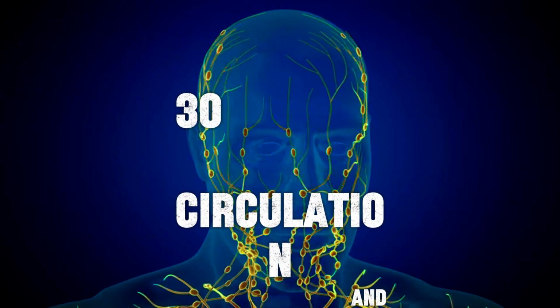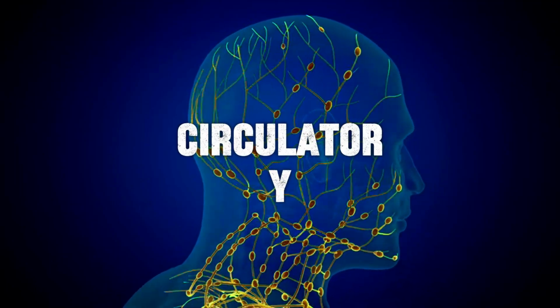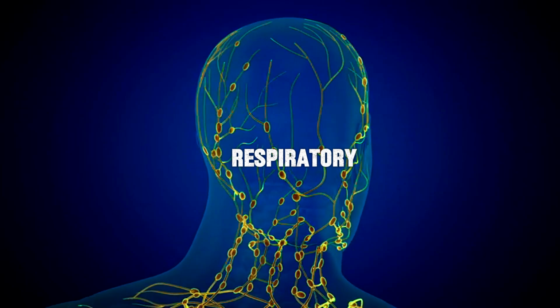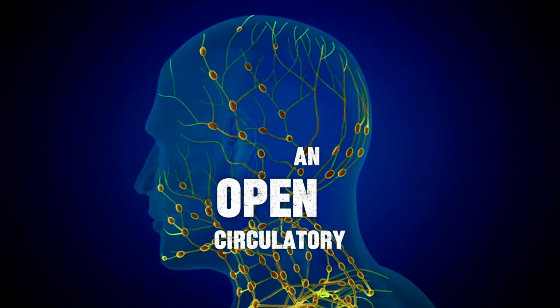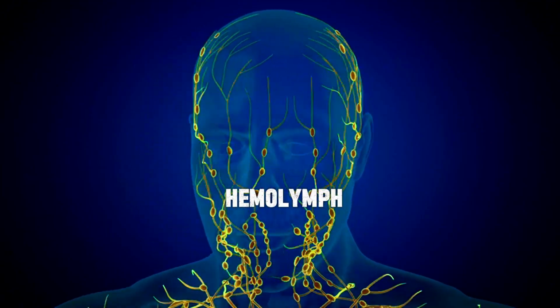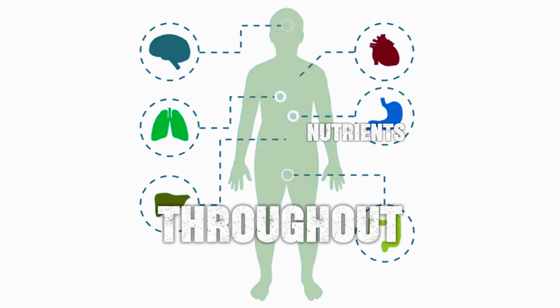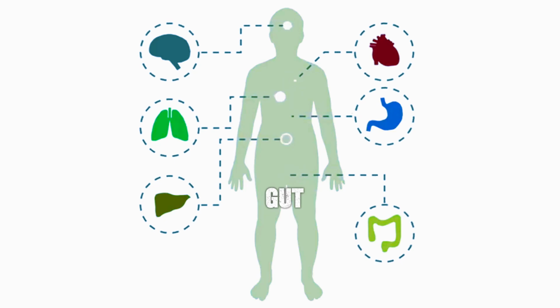Circulation and respiration. Like other insects, grasshoppers have an open circulatory system, and their body cavities are filled with hemolymph. This system circulates nutrients throughout the body and carries metabolic wastes to be excreted into the gut.